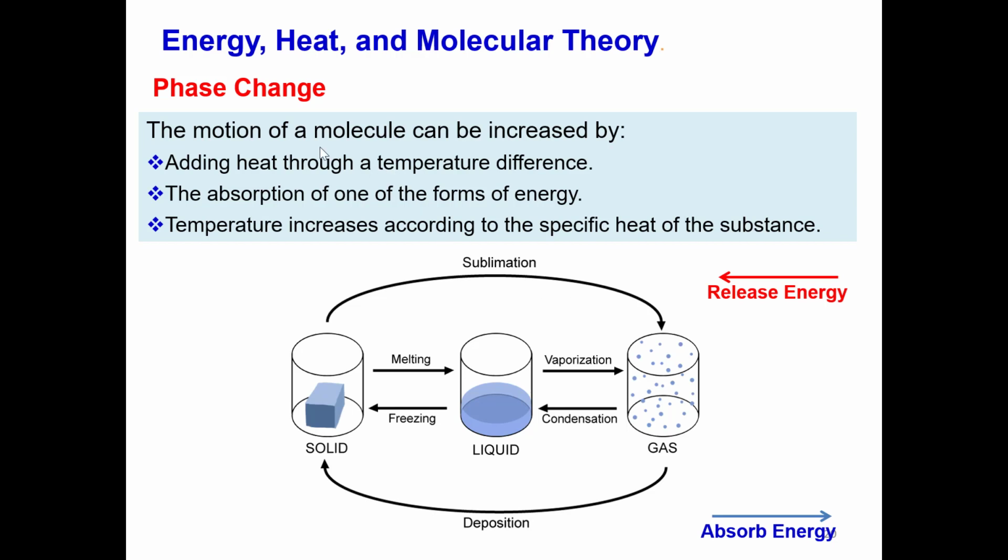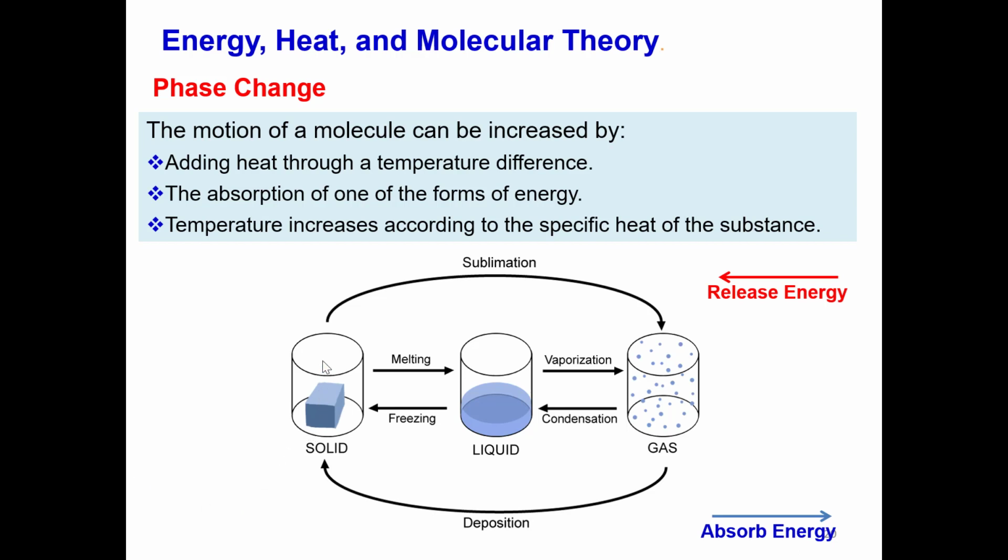Then we already said the motion of a molecule can increase by adding heat through a temperature difference, if that substance absorbs energy in any of the forms of energy we already studied. Also, the temperature increase in some substance depends on the specific heat. Yes, it depends on its specific heat.